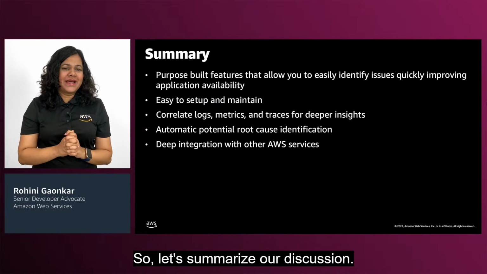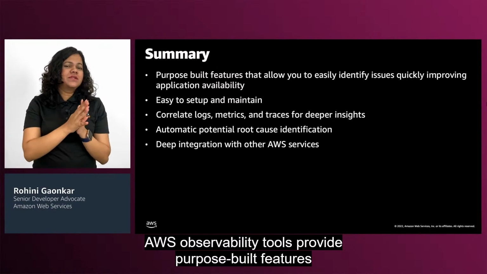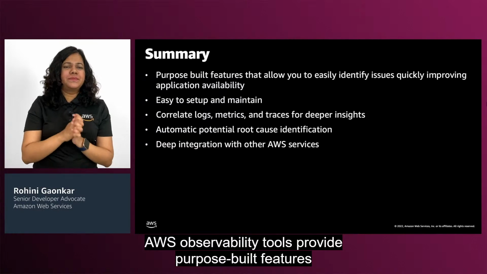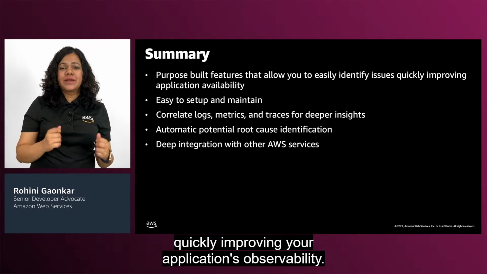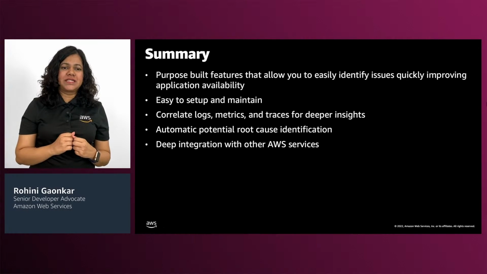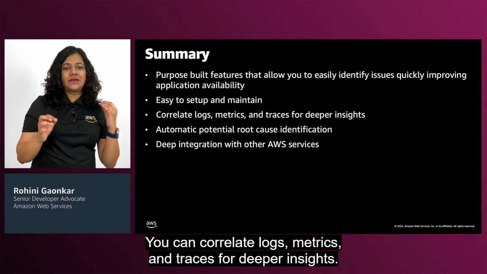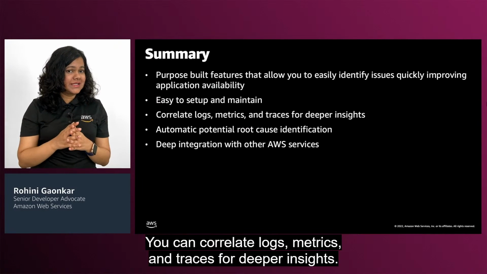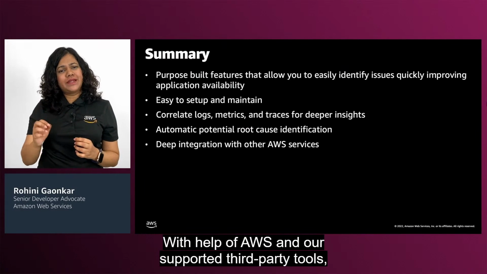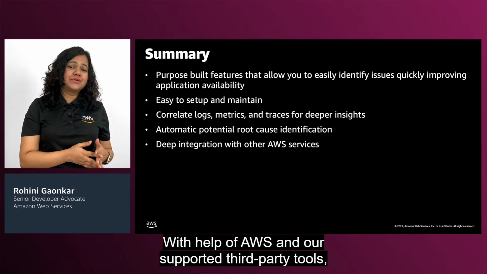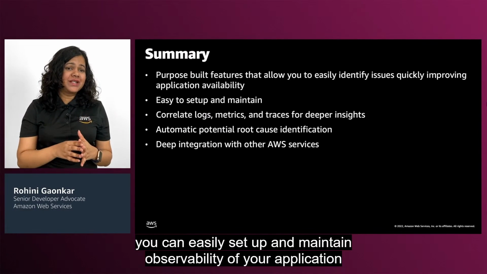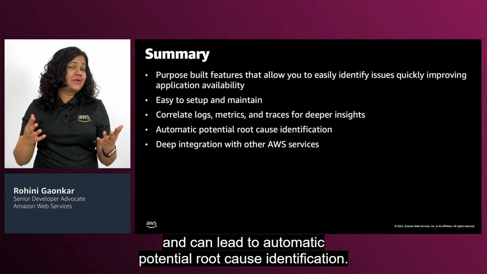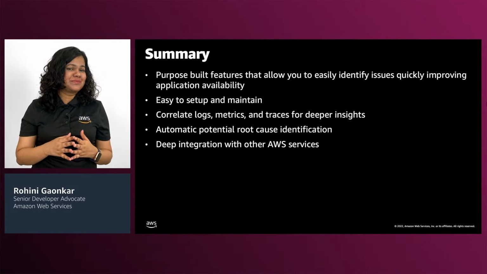So let's summarize our discussion. AWS observability tools provide purpose-built features that allow you to easily identify issues, quickly improving your application's availability. You can correlate logs, metrics, and traces for deeper insights. With the help of AWS and our supported third-party tools, you can easily set up and maintain observability of your application, and it can lead to automatic potential root cause identification.